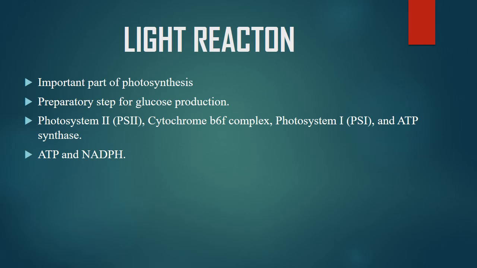The electron flow goes from photosystem II to cytochrome b6f complex to photosystem I. In photosystem I, the electron gets energy from another photon. The final electron acceptor is NADP. Thus, the light reaction continues.